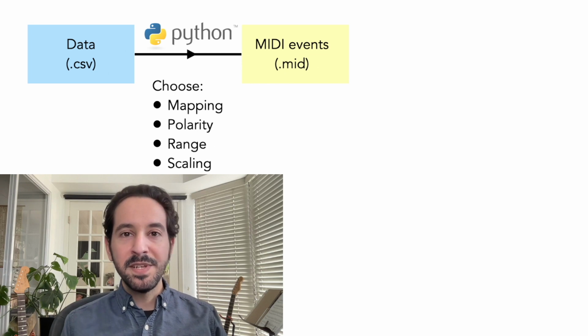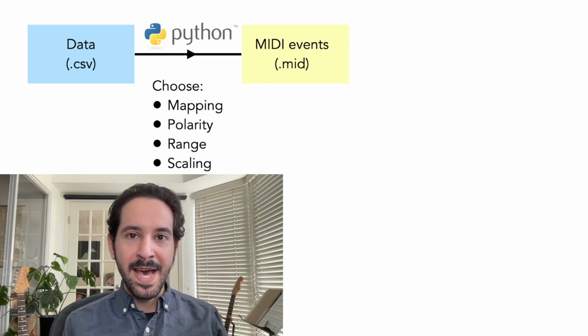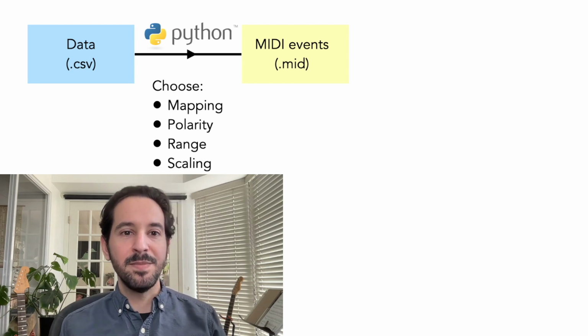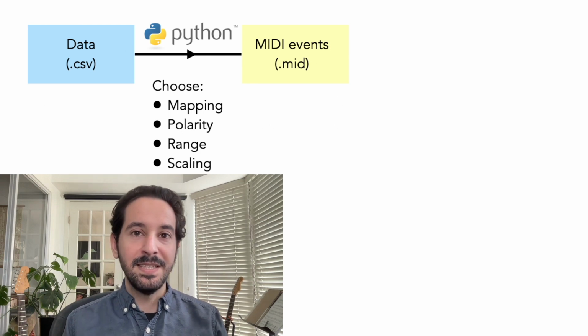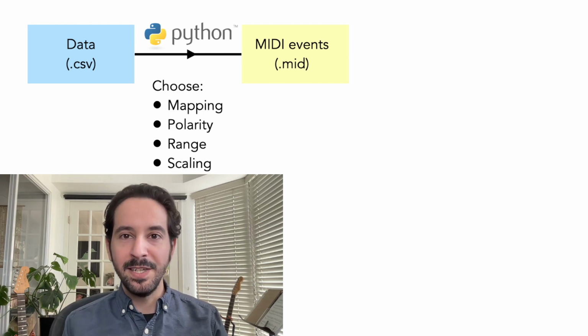And you also have to decide the scaling of the mapping. By that, I mean, what's the exact mathematical form of the mapping? How does the data get transformed into other parameters? So is it a linear mapping or a nonlinear mapping? I'm going to call that the scaling.